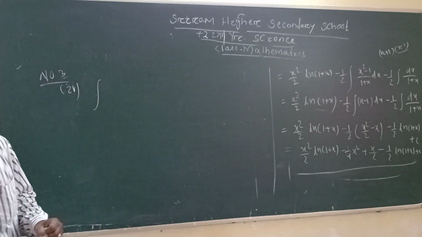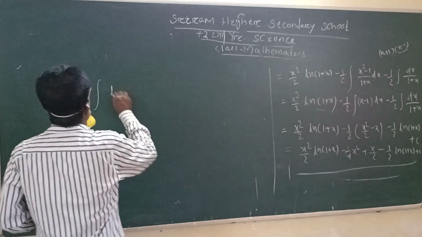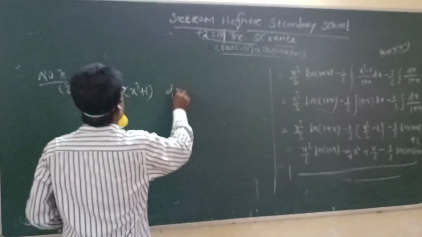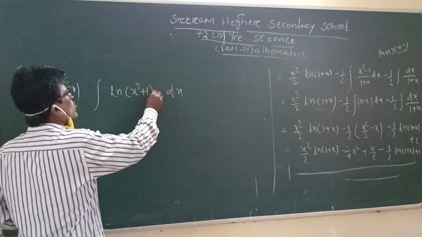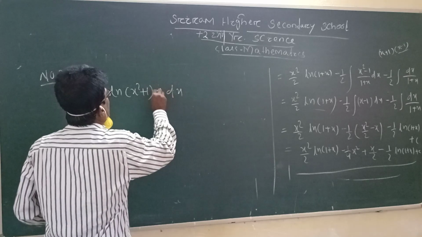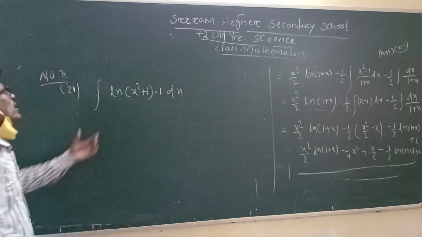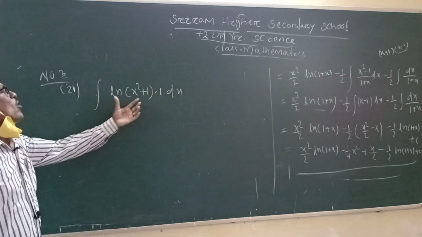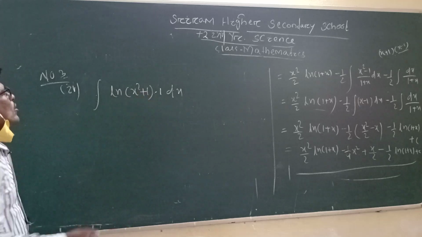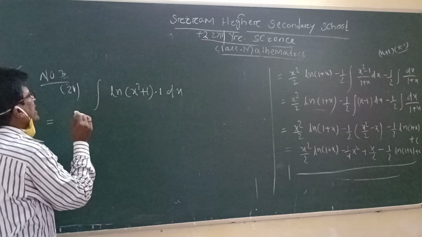Integration of ln(x square plus 1). In this case, there is only a single logarithm function. So I will give the hint: write it as 1 into ln(x square plus 1), taking 1 as the second function, because in this particular integration there is only one logarithm function. So using 1 as the second function, by using integration by parts.